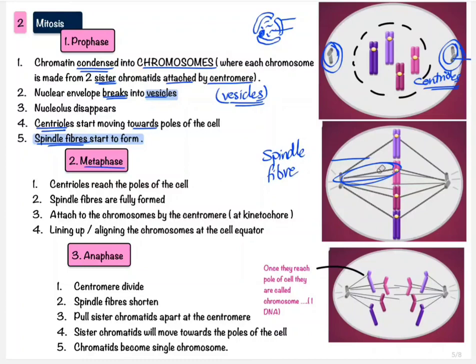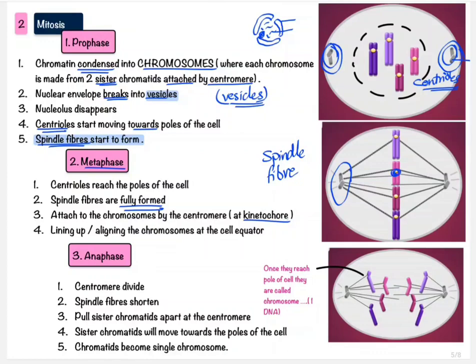The centrioles, which have just moved towards the poles, are going to reach them. We were just saying that they're going to move. It now reached the poles of the cell, and the spindle fibers are fully formed. They attach to the chromosomes by the centromere at the kinetochore. This is the exact position in the centrosome. It's called this name. Okay, I don't really suggest you should know it, but okay. Attached to the chromosomes by the centromere.